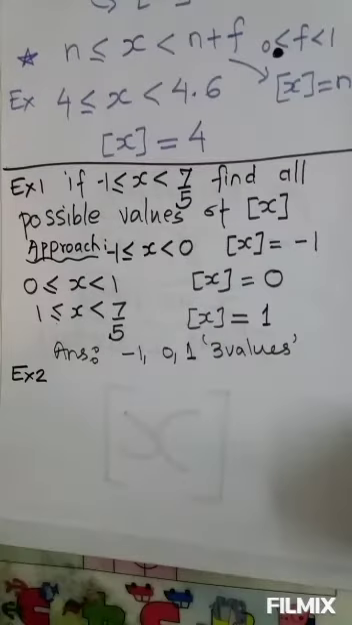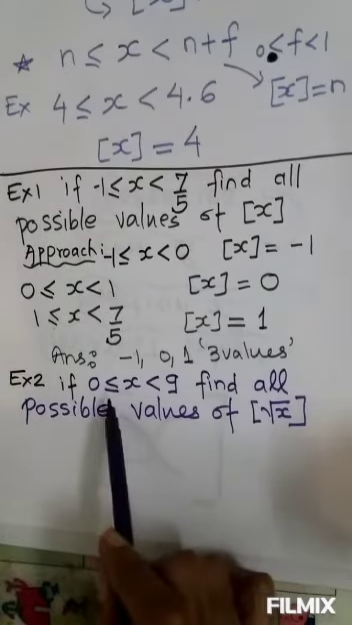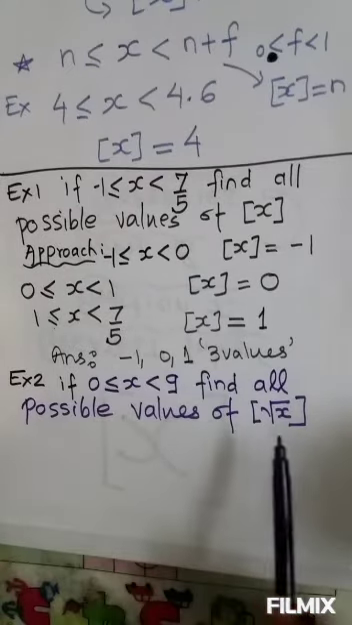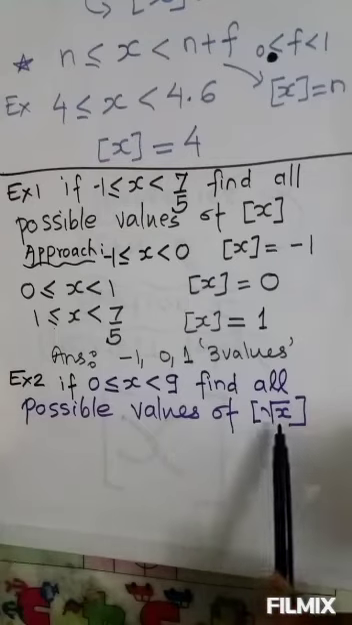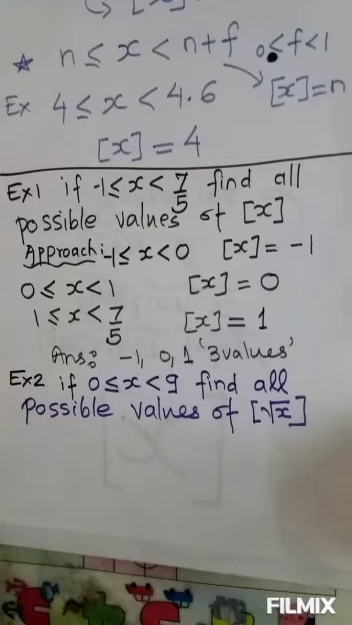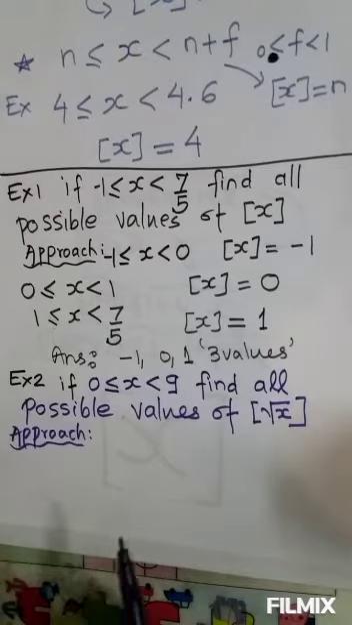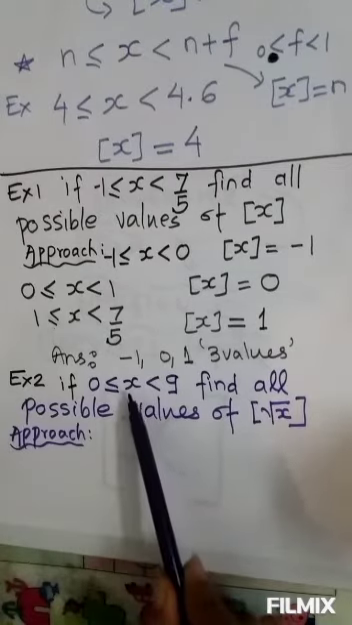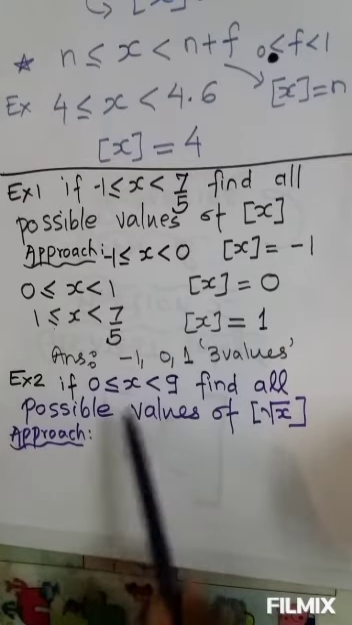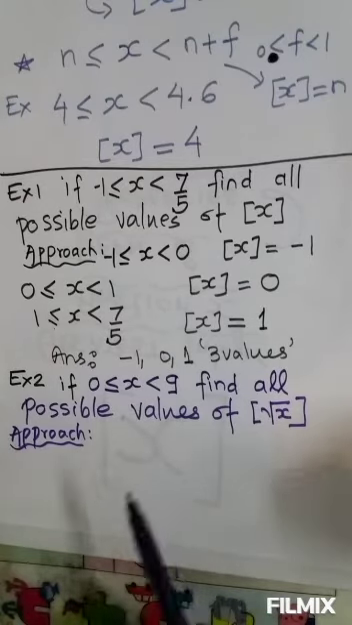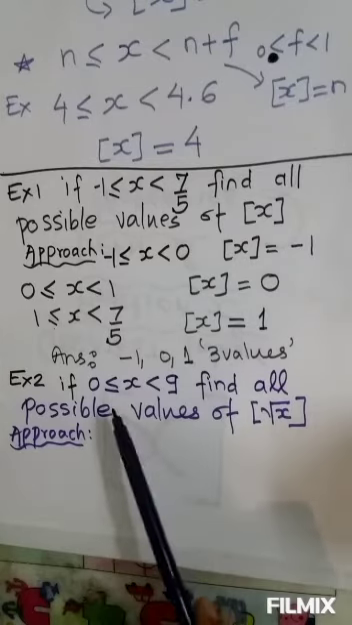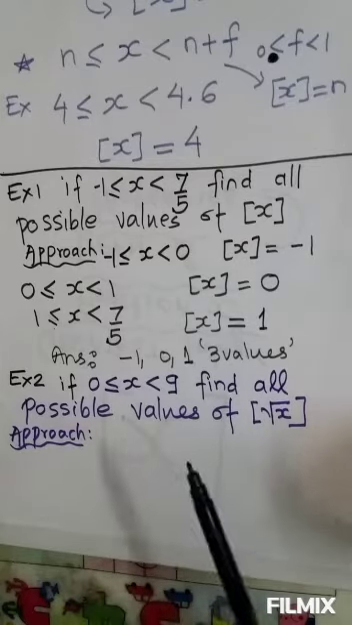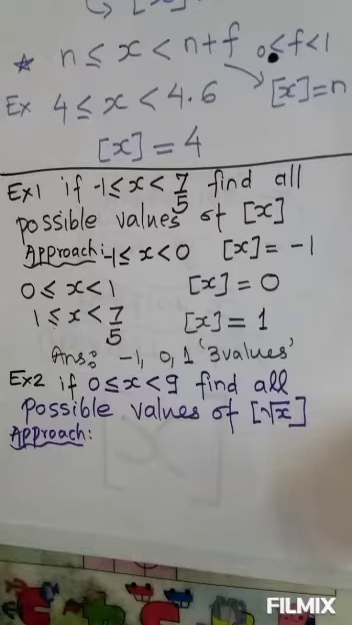Okay. Let's take another example now. If x is between 0 and 9, 0 included, what are the possible values of greatest integer of root x? How will we proceed with this? Our approach would be to find the range of root x from the range of x, and then again split the interval from integer to the next integer, in which greatest integer gives a constant value.